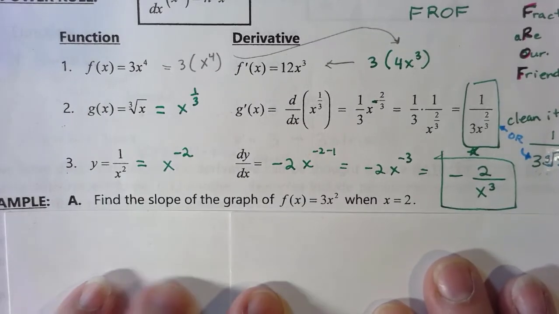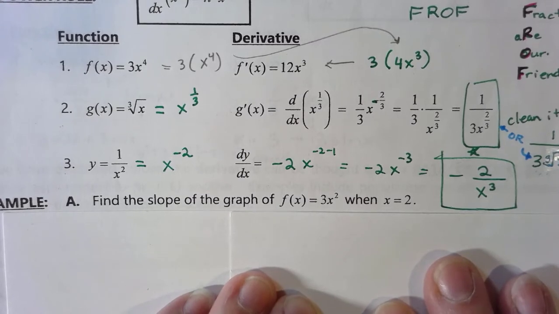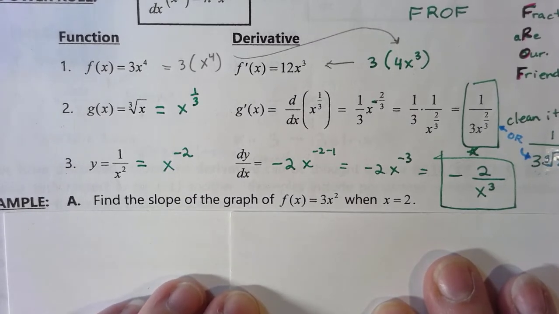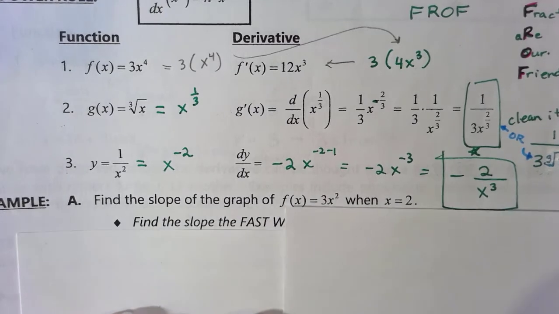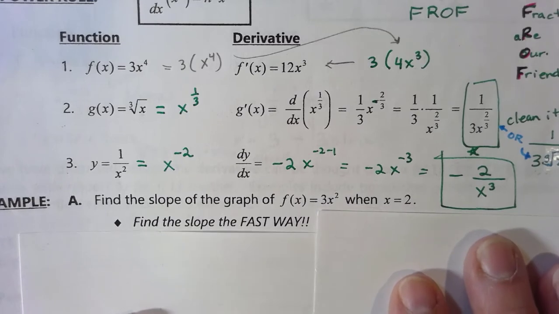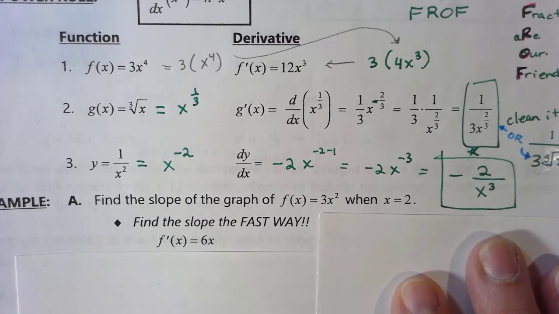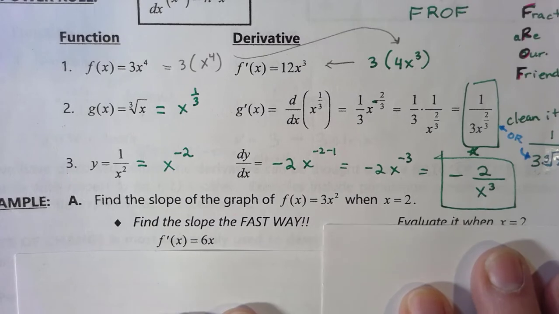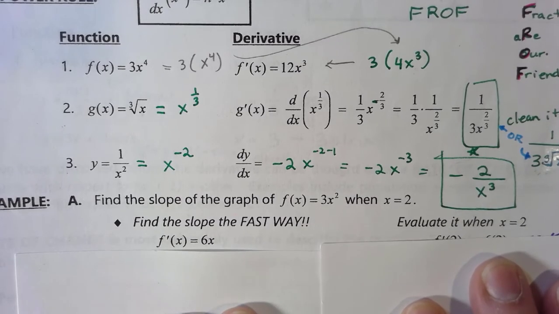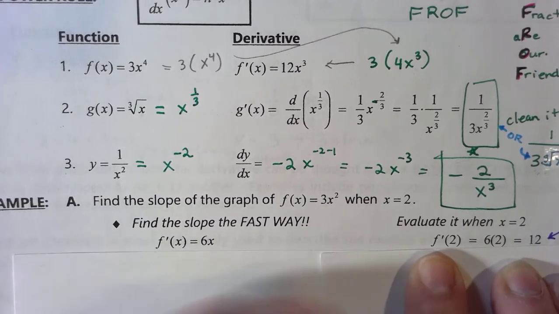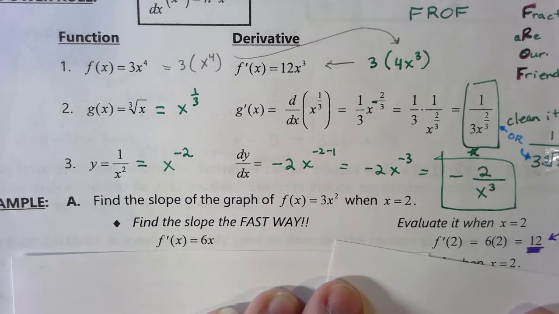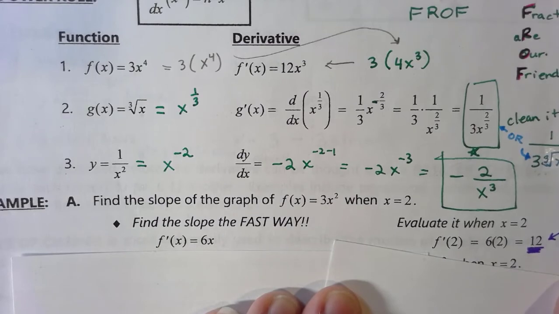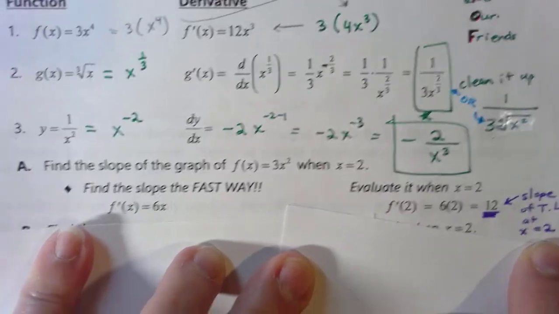Okay, we're going to now do an example similar to what we did in the last section, but much more quickly. Find the slope of the graph f of x equals 3x squared when x is 2. Finding the slope the fast way, not the definition of derivative way, tells us that our slope function is 6x. We now need to find the slope when x is 2. So f prime of 2 is 6 times 2, which is 12, which is the slope of the tangent line when x is 2.